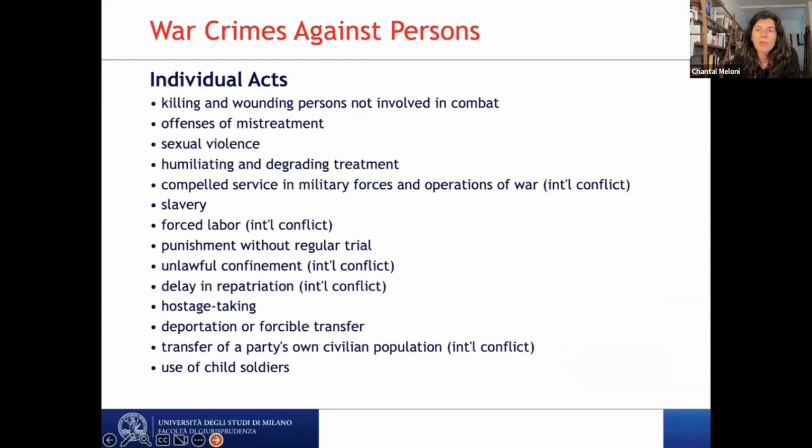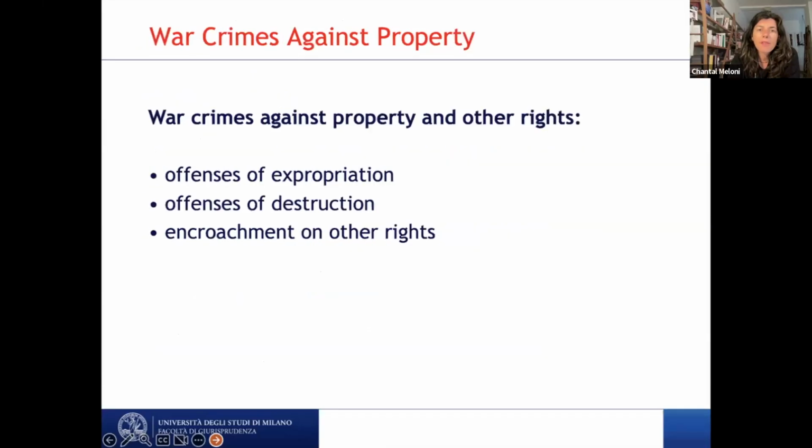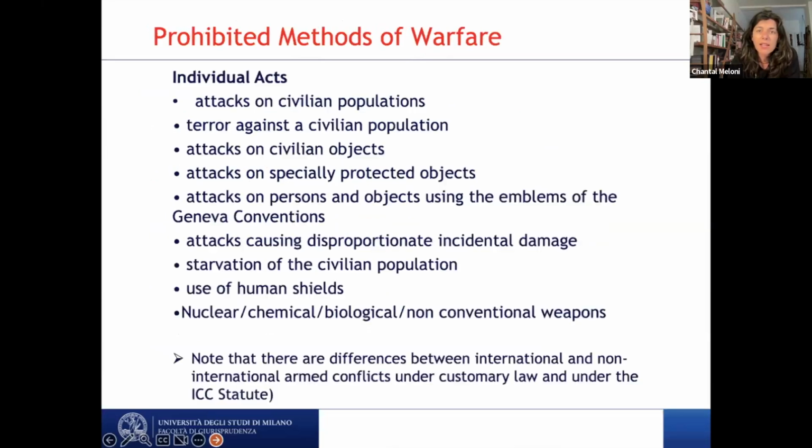And you see there are crimes that involve killing persons or mistreatment, sexual violence, slavery, forced labor, intentional targeting of civilians, of course, but also child soldiers. All these crimes have to do with crimes against persons, and others that have to do with property. So, for instance, the destruction of civilian property, of buildings or civilian infrastructures, and others that have to do with prohibited methods of warfare.